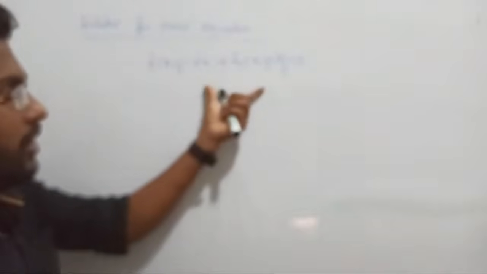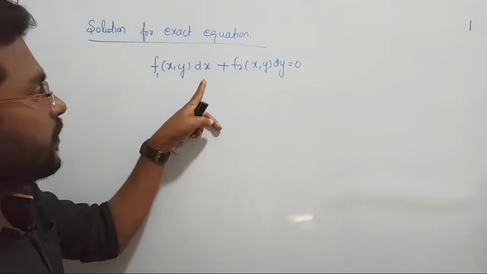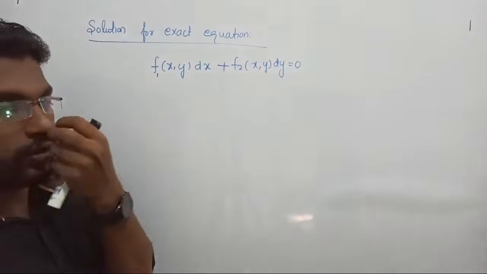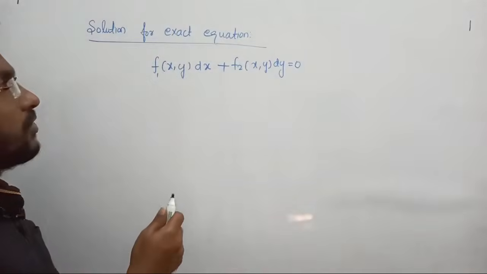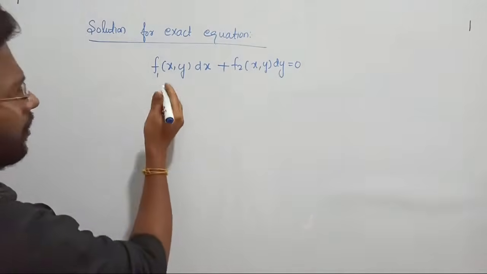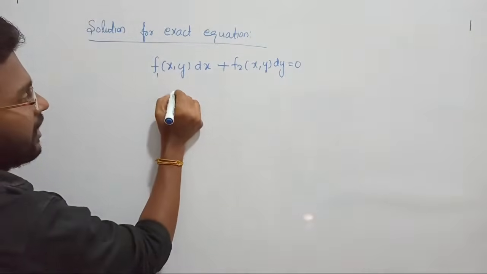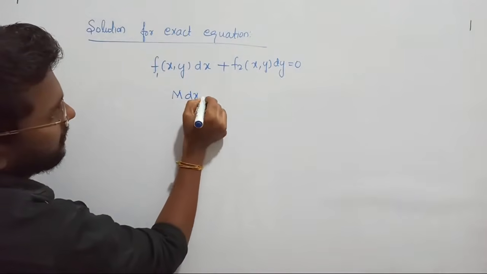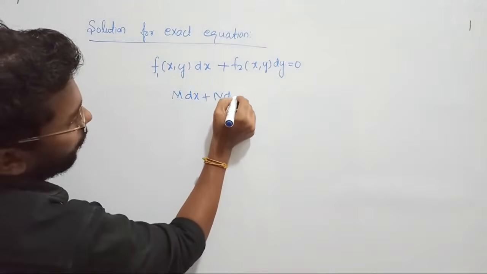If it is in this format, yes, something with respect to dx, something with respect to dy is equal to 0, then that is called what? Solution for exact equation method, right? Anyway, generally it can be referred to as m into dx plus n into dy equal to 0.